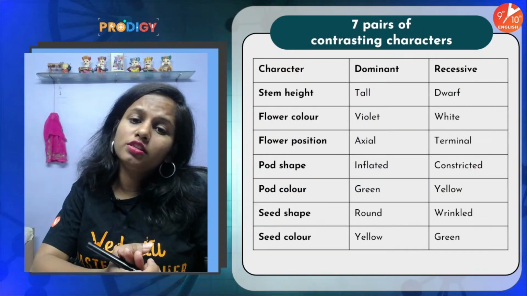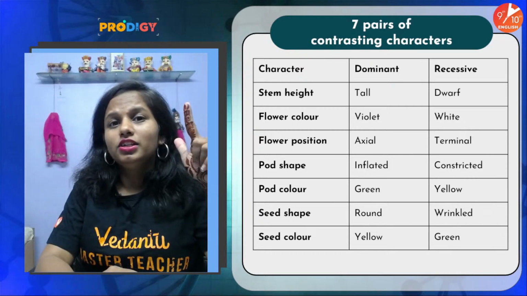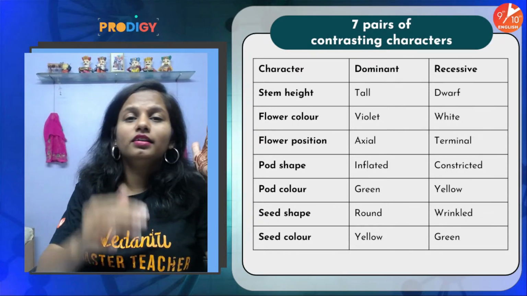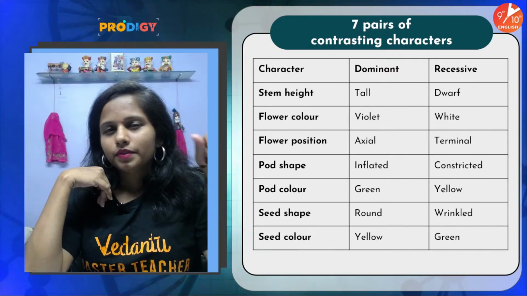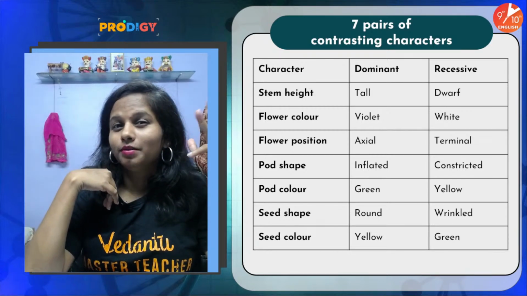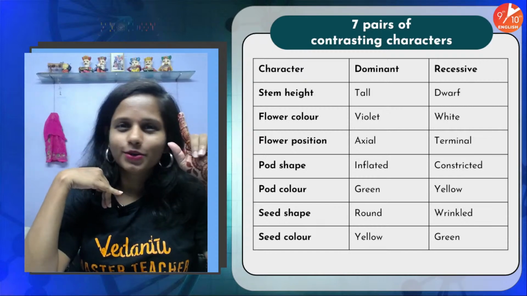Now Mendel saw 7 pairs of contrasting characters. Which are they? Seed color, seed shape, pod color, pod shape, flower color, flower position, plant height.